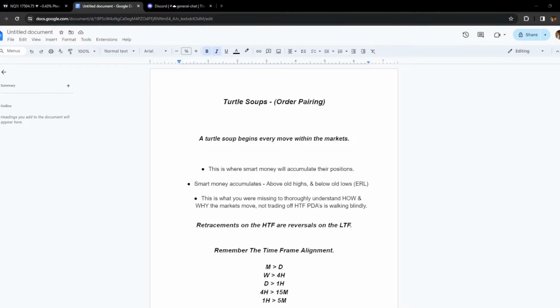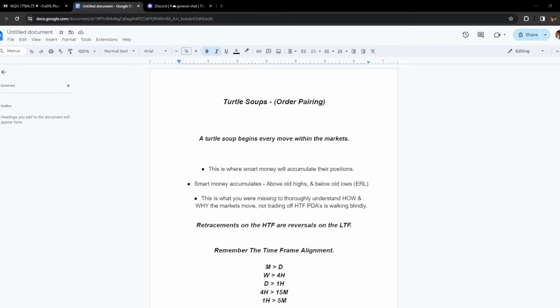In this module, we will be going over turtle soups, which is order pairing for the smart money. Now, we have gone over low resistance liquidity runs and high resistance liquidity runs with external and internal liquidity levels. This order pairing is going to make all of that make sense for you. This is how smart money will accumulate their positions.